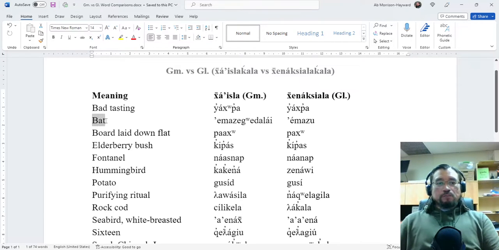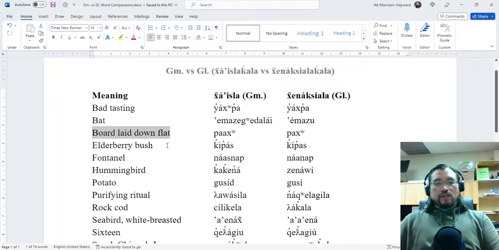The next word is bat. The xaisla word is amadzagudule. The xenaksiala word is amatu.